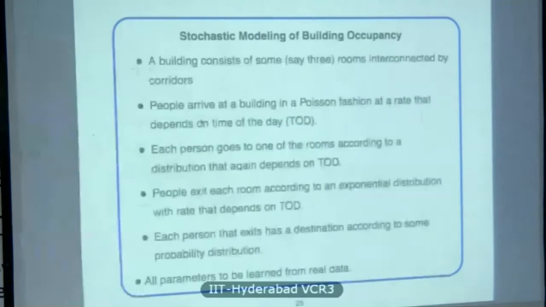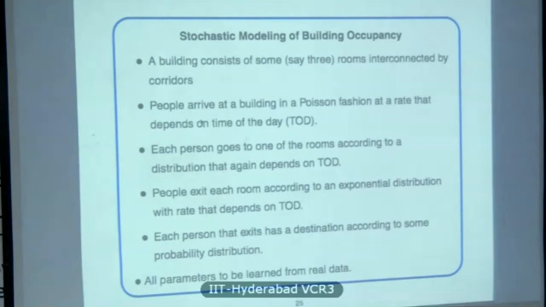So this is quickly a building that consists of, let's say, three rooms interconnected by corridors. People arrive at a building in a Poisson fashion at a rate that depends on the time of the day. In the morning, people come in a lot. Each person goes to one of the rooms according to a distribution that again depends on the time of day. People exit each room according to an exponential distribution with a rate that depends again on the time of day. Each person that exits has a destination according to some probability distribution, again dependent on the time of day. All parameters are to be learned from real data.